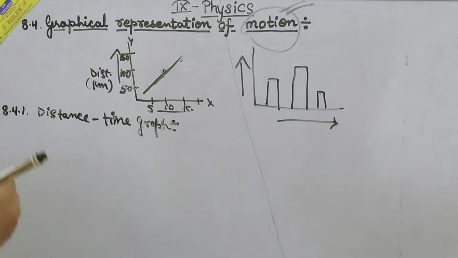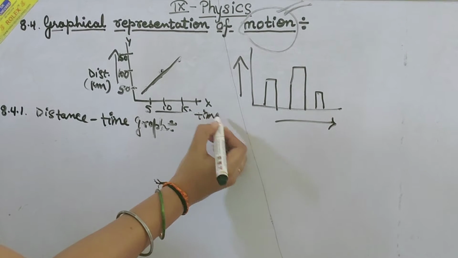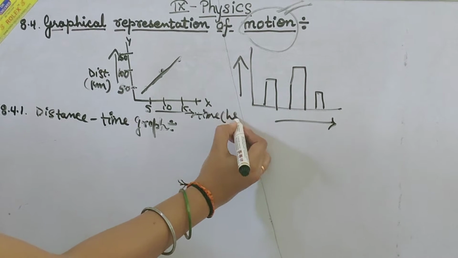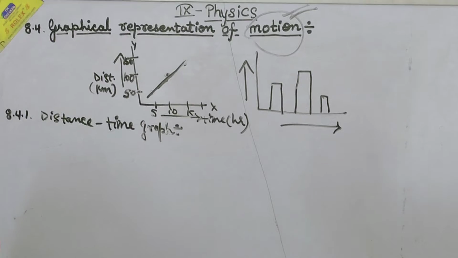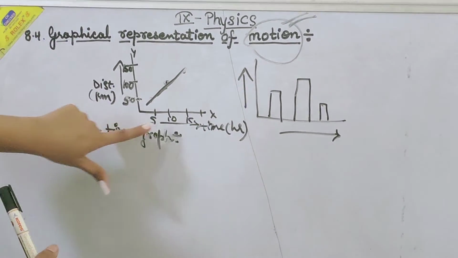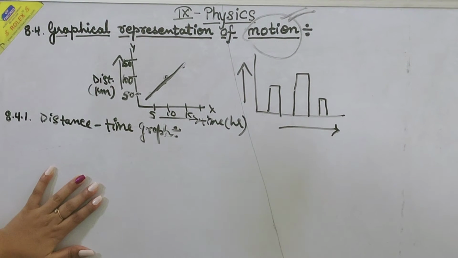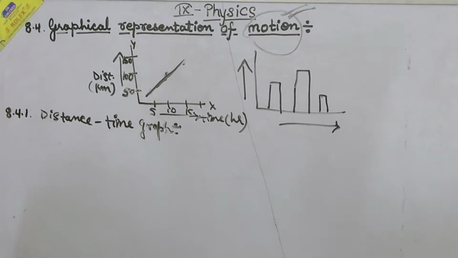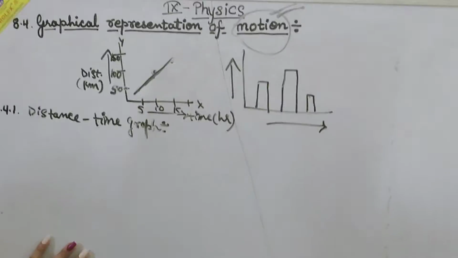In the previous topic I represented time, so here we will represent time in hours. On the distance time graph, as the name suggests, on one axis there will be distance and on the other axis there will be time. So in both the axes we will represent the distance time graph for the motion of an object, and this is a very convenient method to represent the motion of any object.